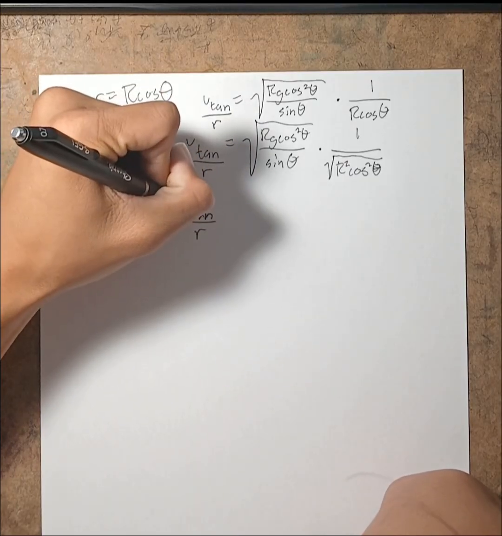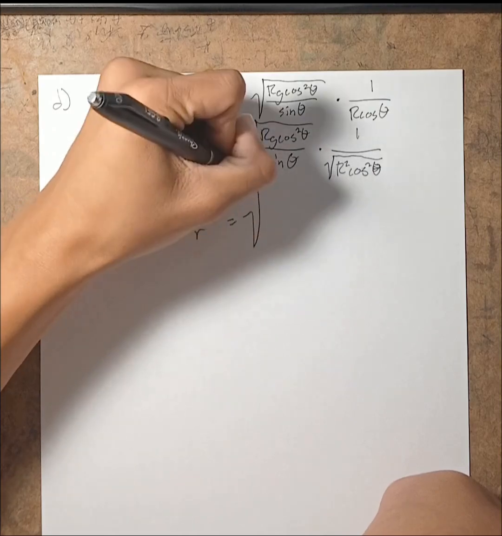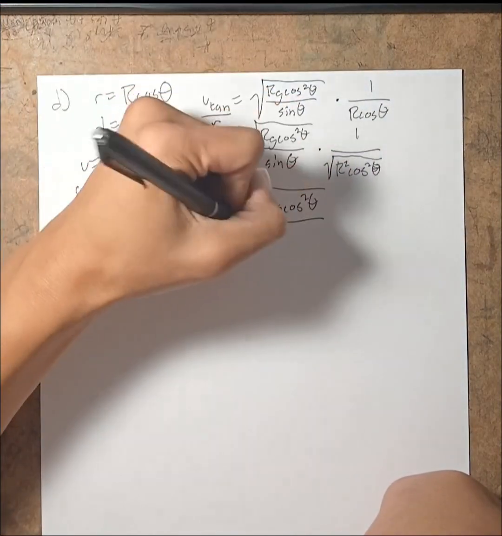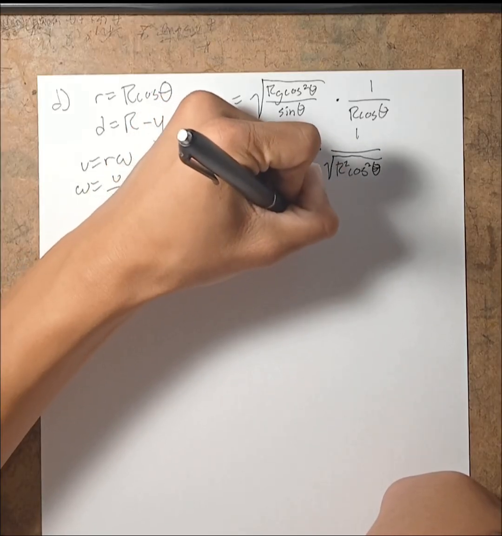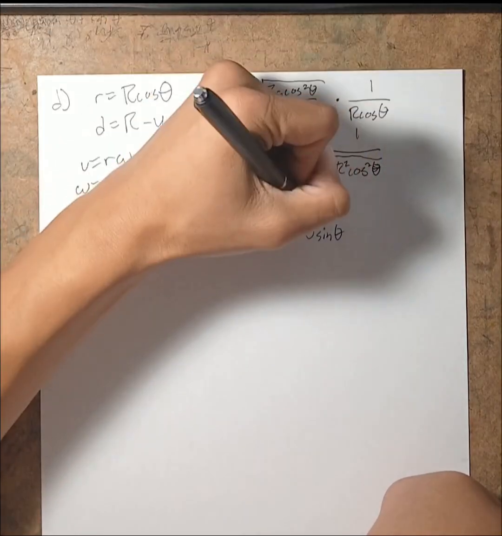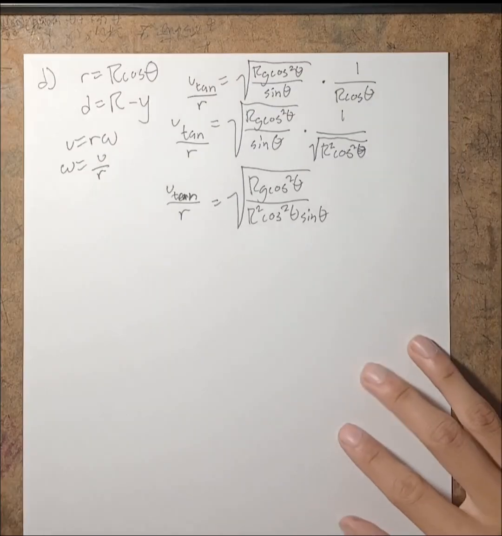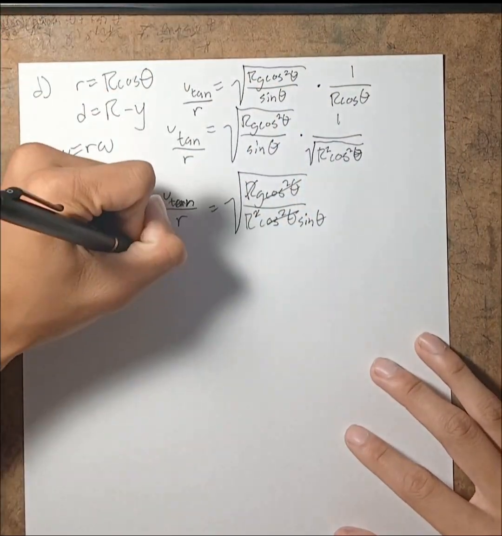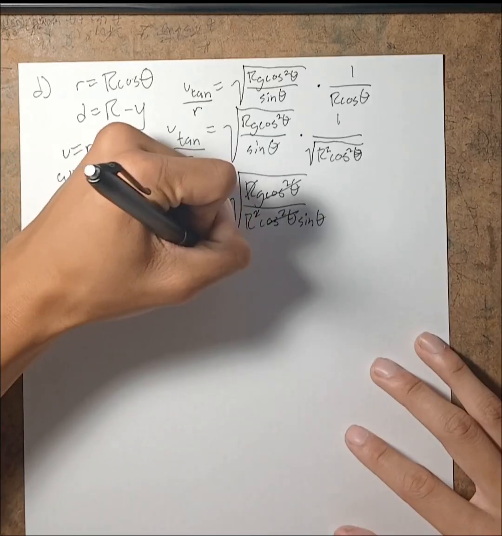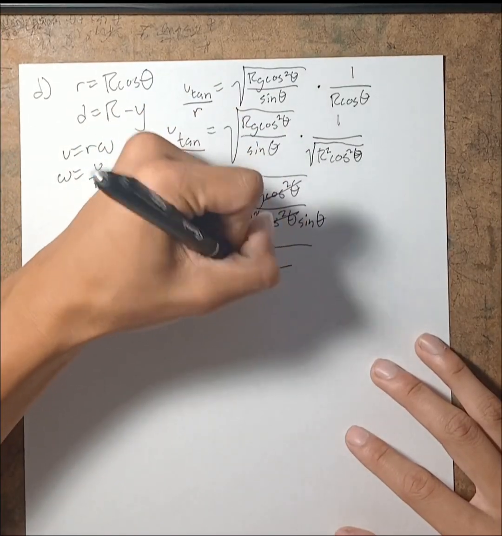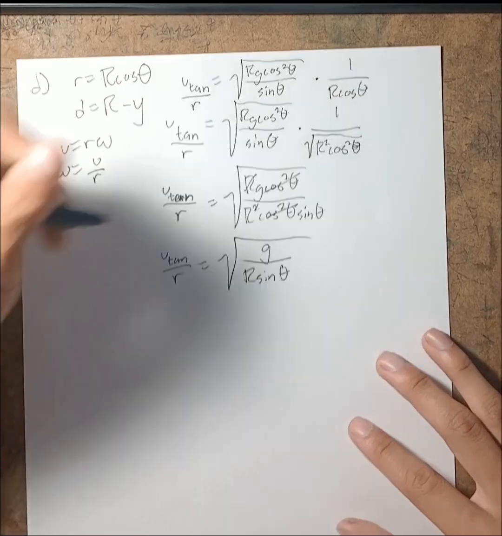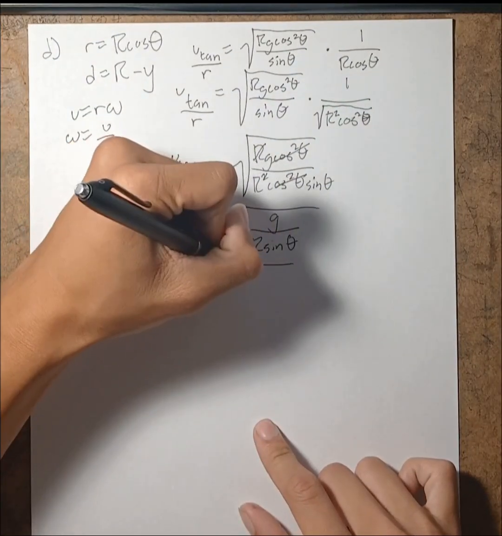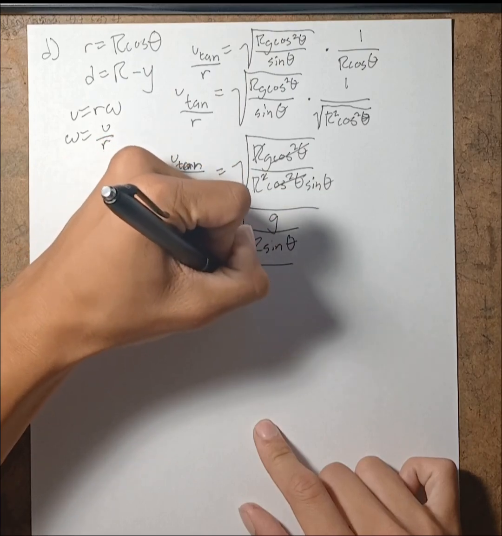over r equals the square root of rg cosine squared theta over r squared cosine squared theta times sine theta, like that. One r will cancel, and the cosine squareds will cancel. And so v tangent over r equals the square root of g over big R sine theta. Therefore, omega equals the square root of g over big R sine theta.